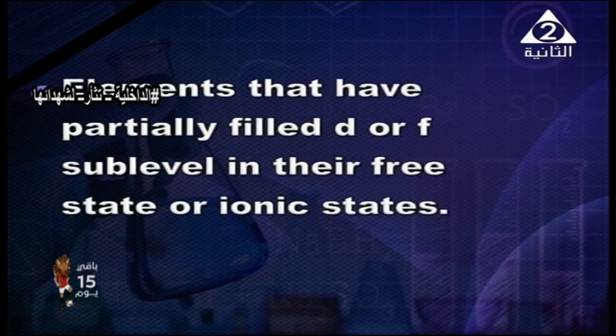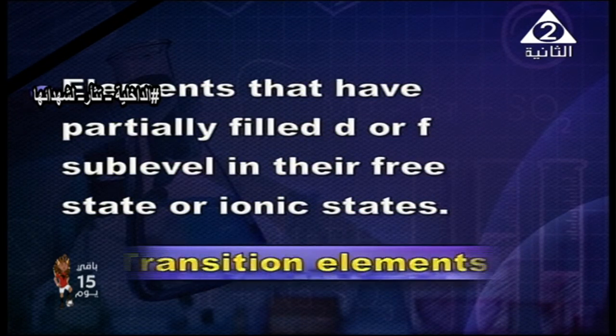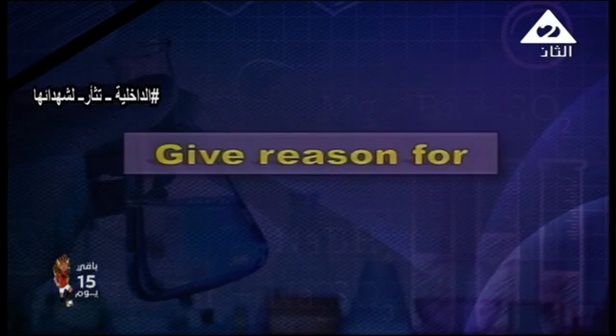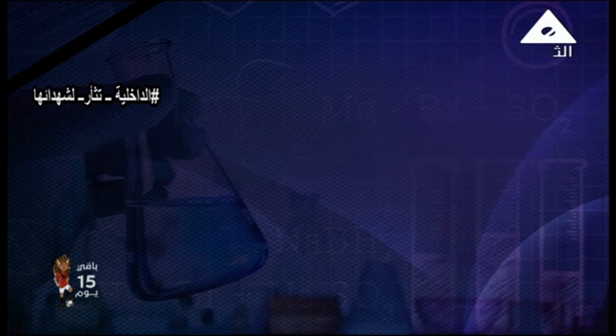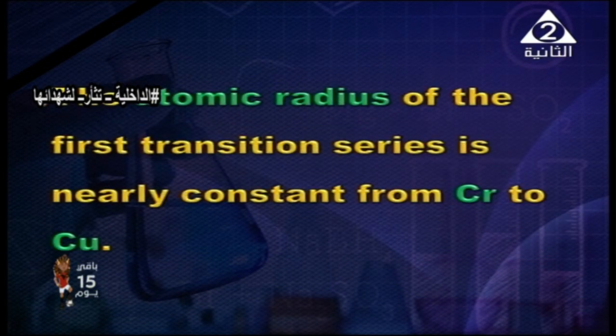The elements that have partially filled d or f sublevel in their free state or ionic state, if you think about it, yes, it will be transition elements. Next type of question, give reason for. The atomic radius of the first transition series is nearly constant from chromium to copper.